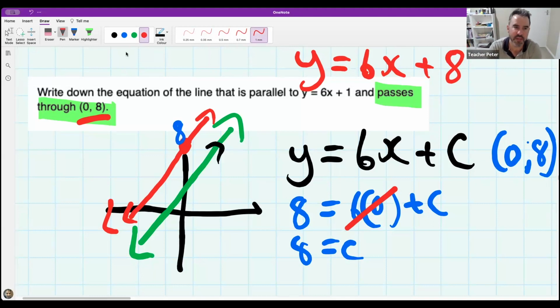So almost like we piggybacked. We said, look, the gradient of the green one is 6. Therefore, the gradient of the red one must also be 6 because they are parallel to each other.